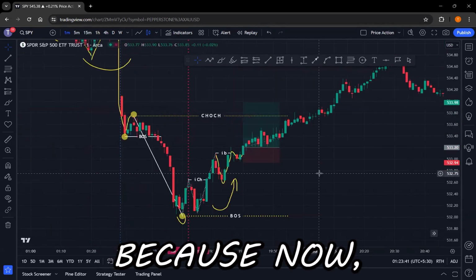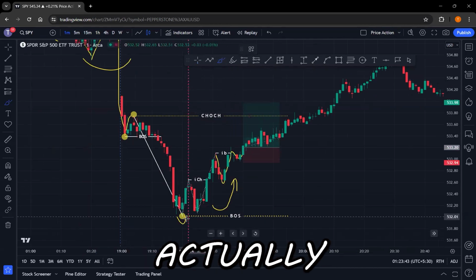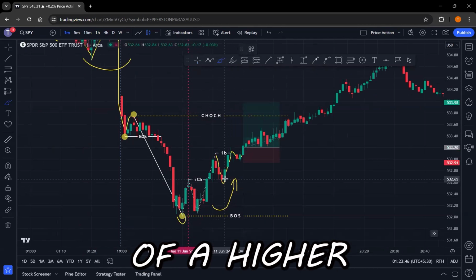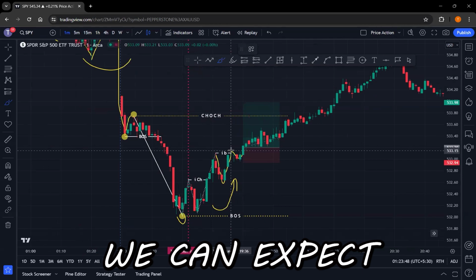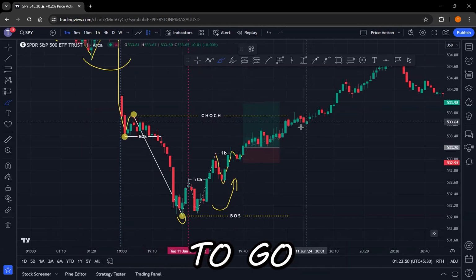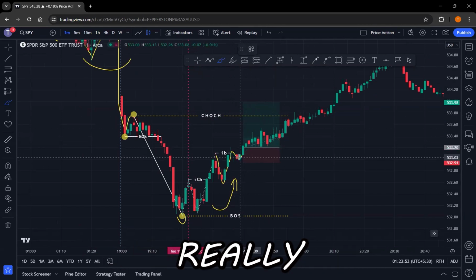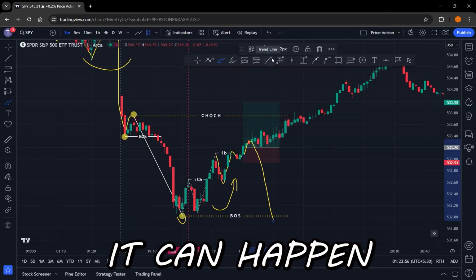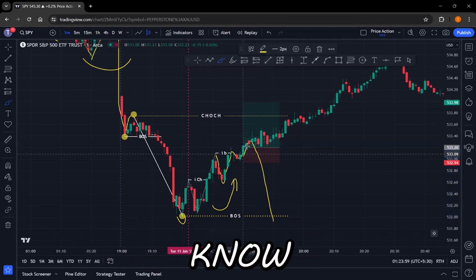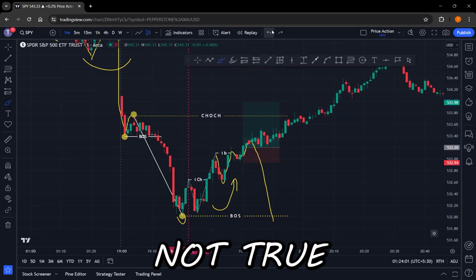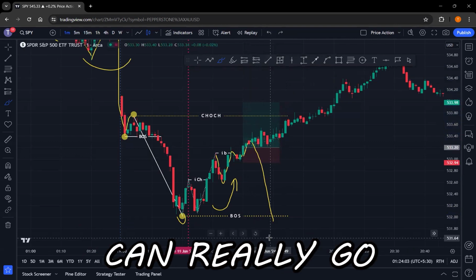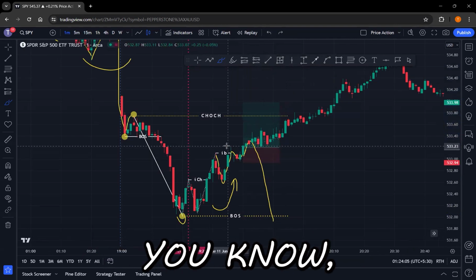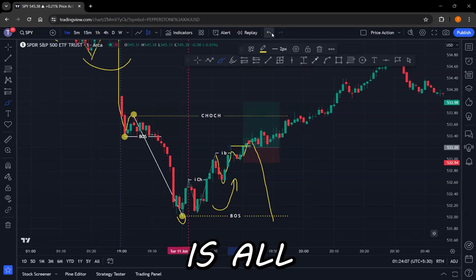Okay, so why? Because now, as soon as the price gives us a series of higher highs and higher lows, from here we can expect that the price really wants to go towards the upside. Price really doesn't want to go towards the downside again. Now there is a probability that it can happen. You can't just expect the market to go only upside. That is not true at all. The price can really go towards the downside even after breaking this resistance, but trading is all about probability.